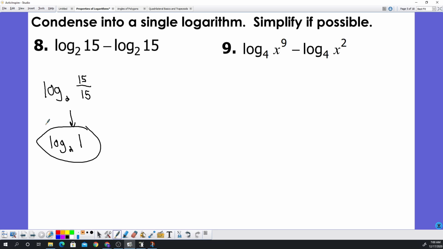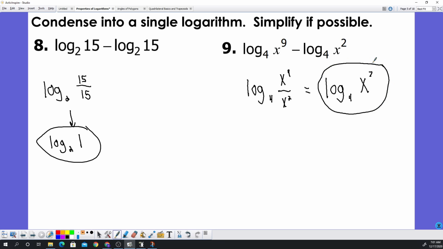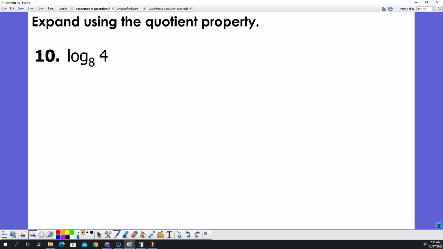And then now we have some variables. Won't be too much to be bothered by, but log base 4 of x to the 9th power over x squared. Well, x to the 9th over x squared, you subtract the exponents, 9 minus 2, and it becomes log base 4 of x to the 7th power. So very cool. Alright, let's just continue on.